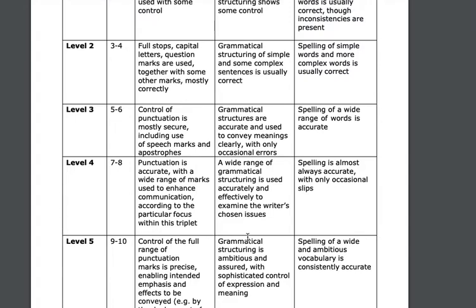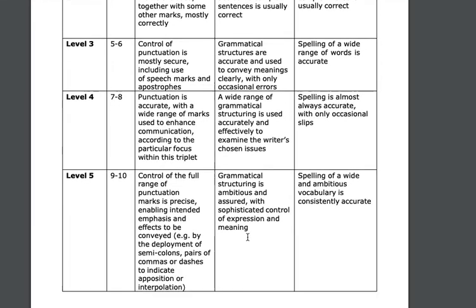Punctuation is accurate. So level 4 is 7 to 8 punctuation, and I think you're probably there. Punctuation is accurate with a wide range of marks used to enhance communication according to particular focus within this triplet. A wide range of grammatical structure is used effectively and accurately to examine the writer's chosen issues. Spelling is almost always accurate with only occasional slips.